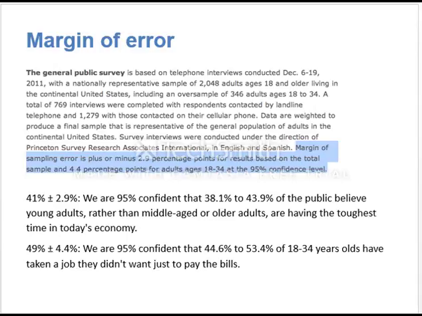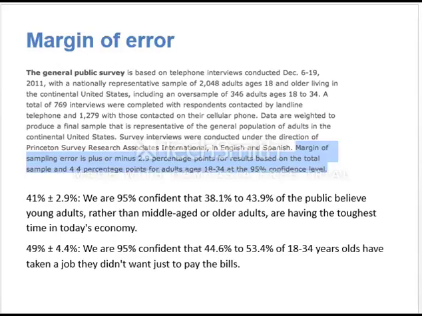Okay, so now we're going to be looking at confidence intervals, and the first thing I really like to talk about with students when I start talking about confidence intervals is the so-called margin of error, and that's because most of you have seen this before. So I'm going to present here a common way margin of error gets talked about in the media. Here we have a general public survey where they did some telephone interviews of some people, and highlighted in blue towards the bottom it says margin of sampling error is plus or minus 2.9 percentage points for results based upon the total sample and 4.4 percentage points for adults aged 18 to 34 at the 95% confidence level.